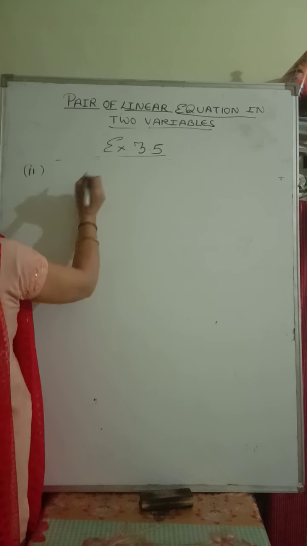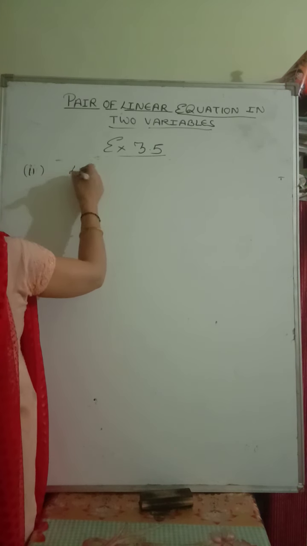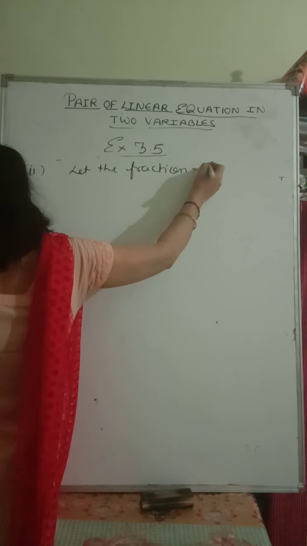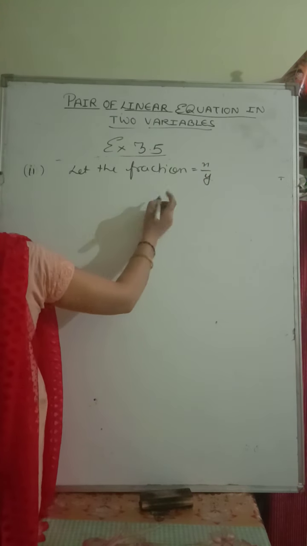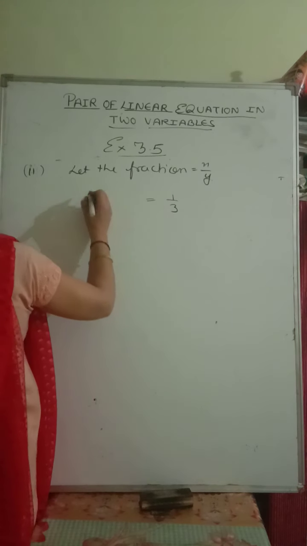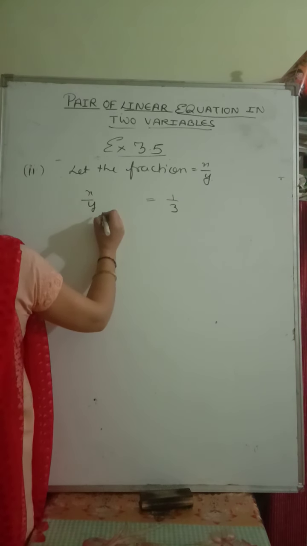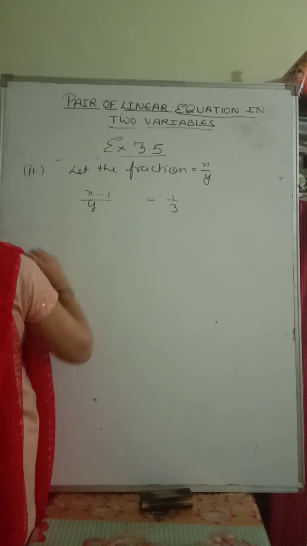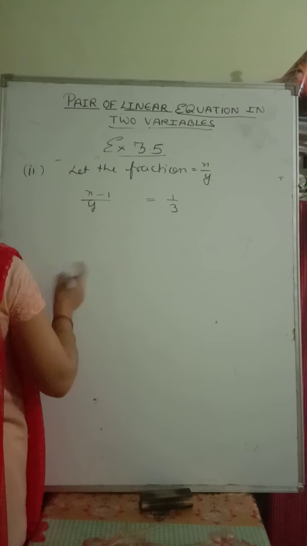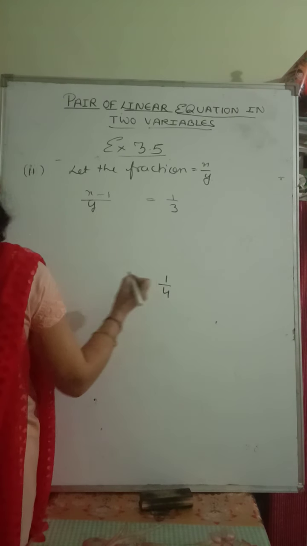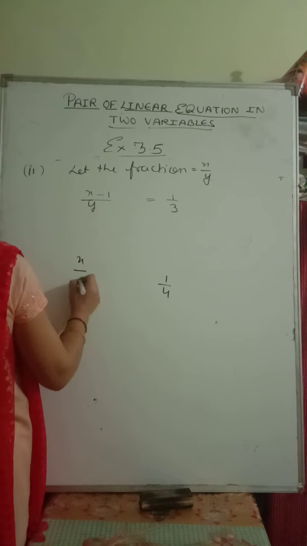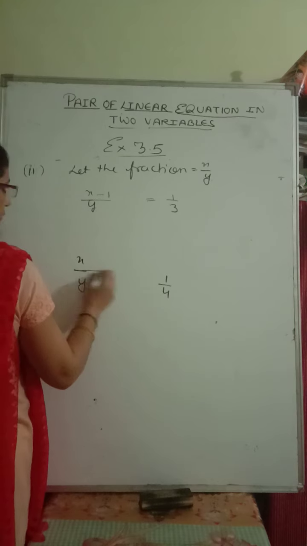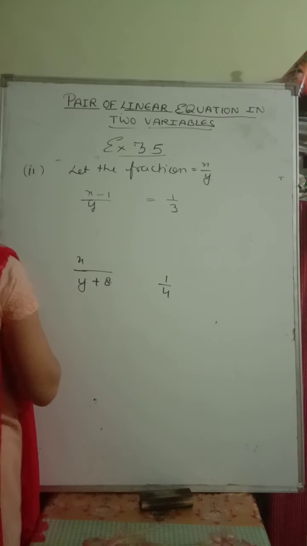Second, a fraction becomes 1 upon 3. So I am saying let the fraction equals to x upon y. A fraction becomes 1 upon 3 when 1 is subtracted from the numerator, and it becomes 1 upon 4 when 8 is added to the denominator. Find the fraction.